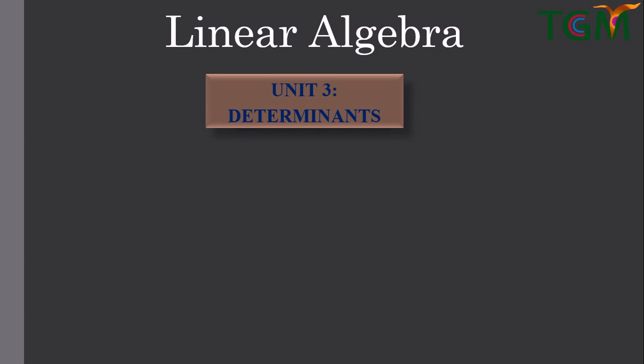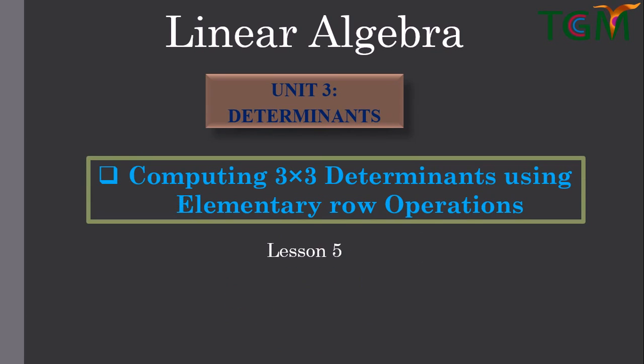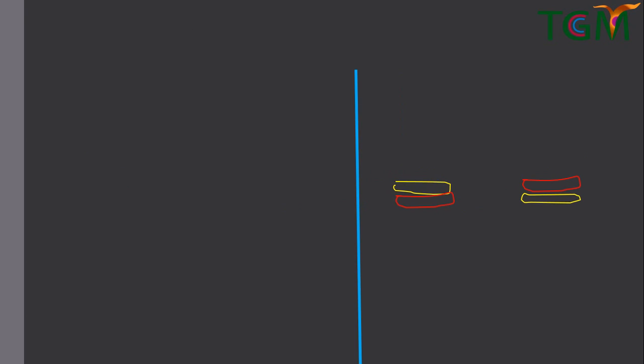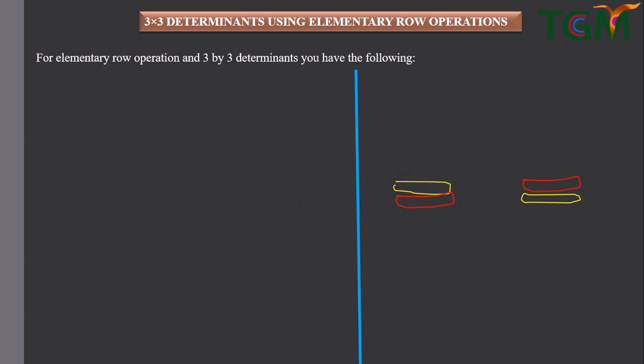In this tutorial we shall look at lesson 5, which is computing 3x3 determinants using elementary row operations. For elementary row operations and 3x3 determinants, you have to know the following.